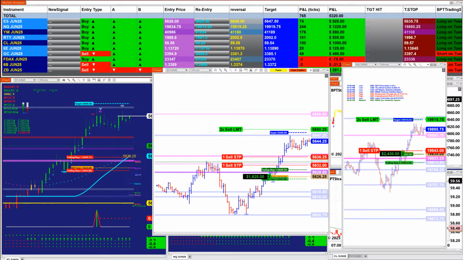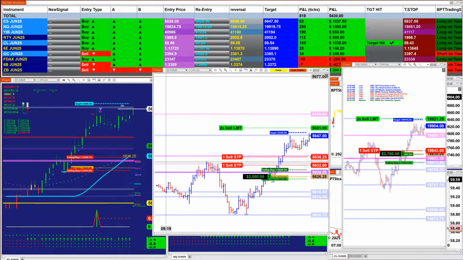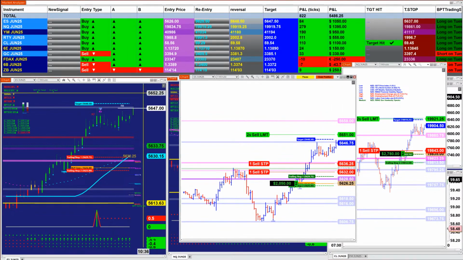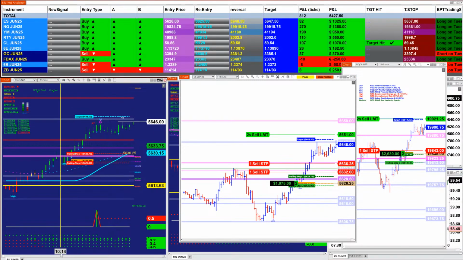So the Nasdaq on the 7 range, let's see if it's going to break it. The ES is trying to break that line. Let's see if it's going to do this.